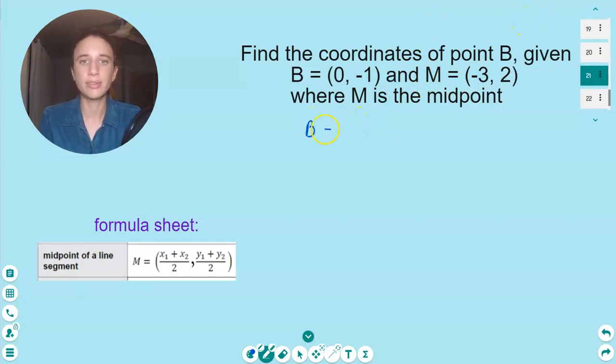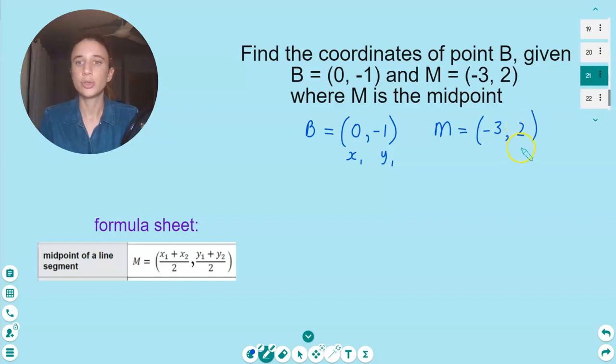So let's first of all write what we're given. 0, -1. I always just want to label my points straight away, so x1, y1. And then I've got a midpoint, -3, 2. So the key here is to label that x coordinate of midpoint, y coordinate of midpoint. Now on your formula sheet, you have to realize that this is the x coordinate of your midpoint, and this is the y coordinate of your midpoint. Midpoint equals x coordinate midpoint, y coordinate midpoint. So you want to make sure you recognize that.